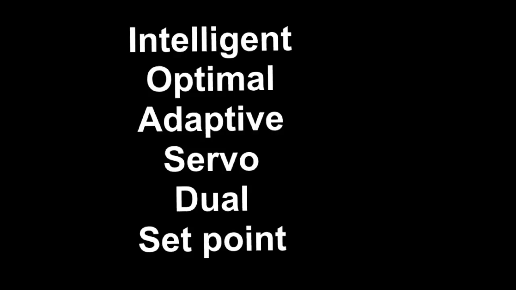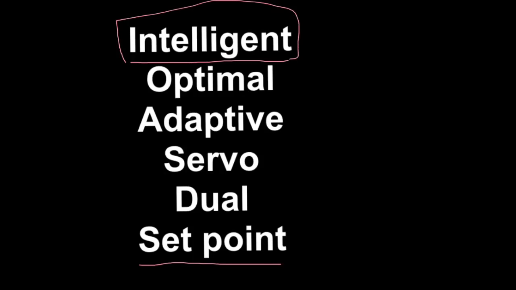This is a brief description of intelligent targeting schemes. Now, this is a list of all the available targeting schemes, and as you can see, at the top of the list is the intelligent targeting scheme, and the lowest is set point control. And as you can see, that intelligent control is far removed from the standard set point control.